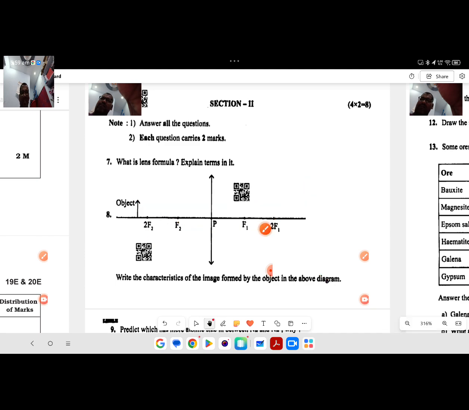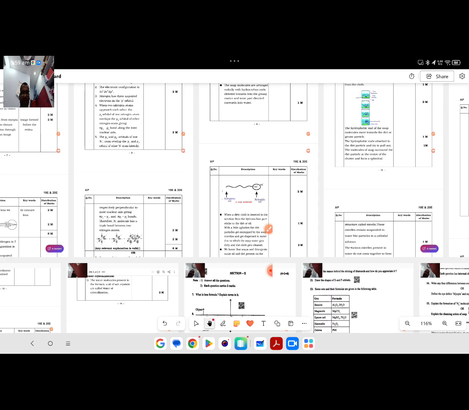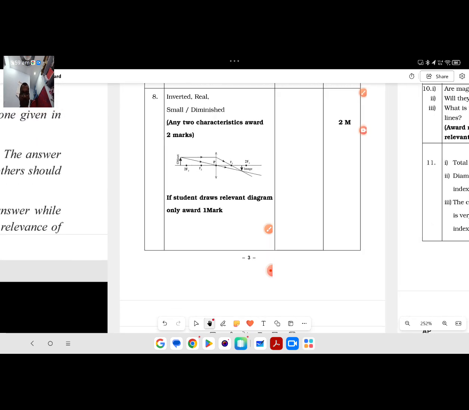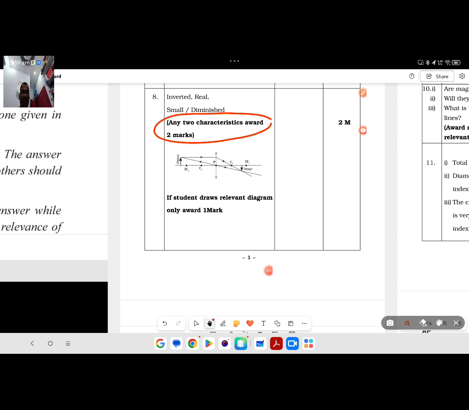So in the key sheet it is clearly mentioned to give the marks even if you write any two. See, it is given. What is given: any two characteristics written, award 2 marks for it, right? Completing the diagram is optional. Or if you just simply draw the relevant diagram without knowing this, you can be given 1 mark. So these are clear instructions given to the examiner for correction of your paper. They will follow these instructions as given to them.